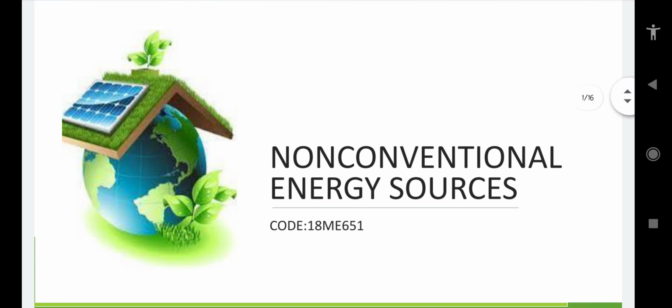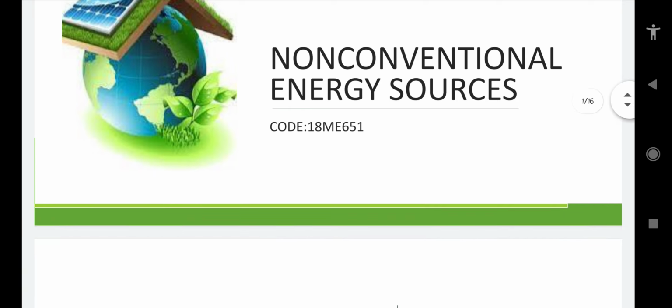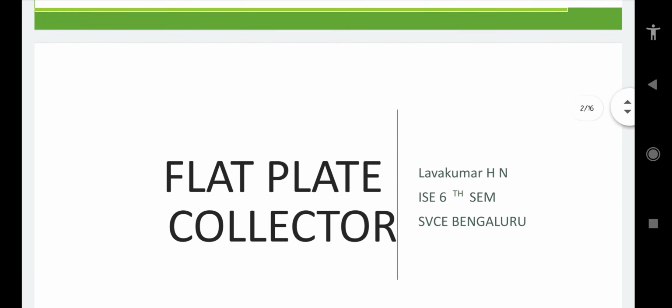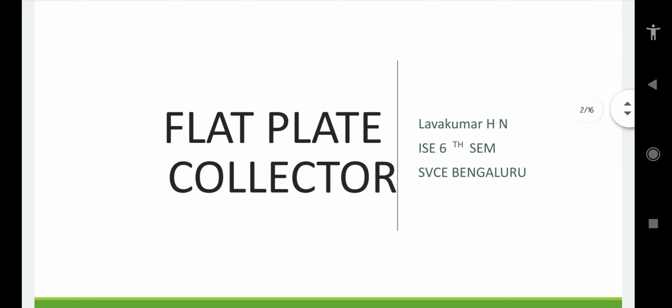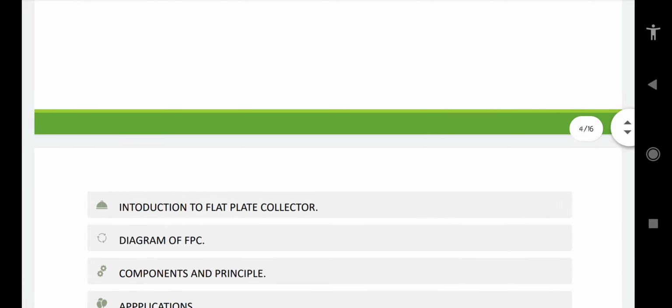Today I am going to discuss non-conventional energy sources, subject code 18ME651. Today my topic is the flat plate collector. First, let's look at the contents.